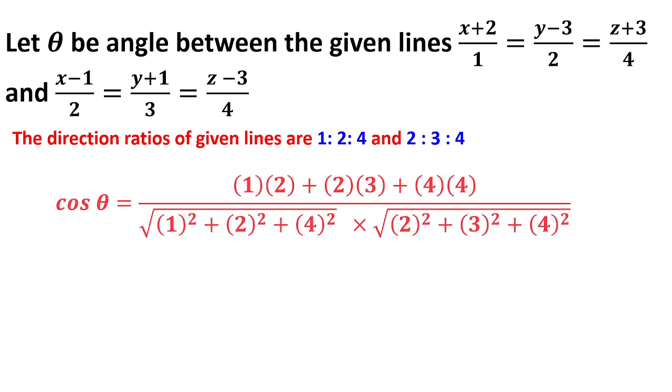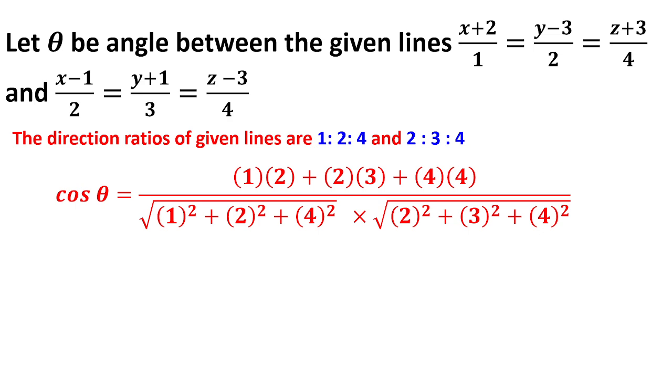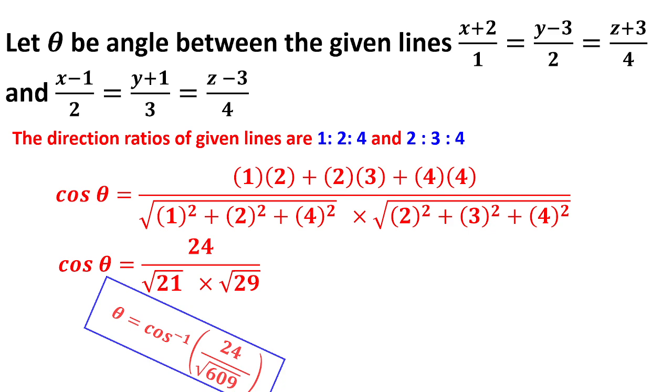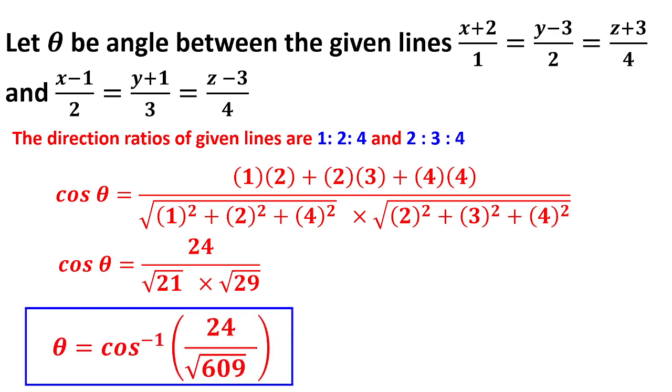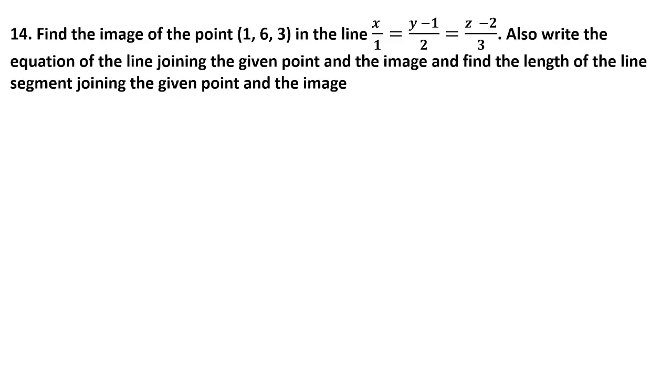You know the formula: a1 a2 plus b1 b2 plus c1 c2 divided by square root of a1 square plus b1 square plus c1 square into square root of a2 square plus b2 square plus c2 square. Now, I am finding the value of cos theta. Theta is equal to cos inverse of 24 by root 609. Let us go to question number 14.